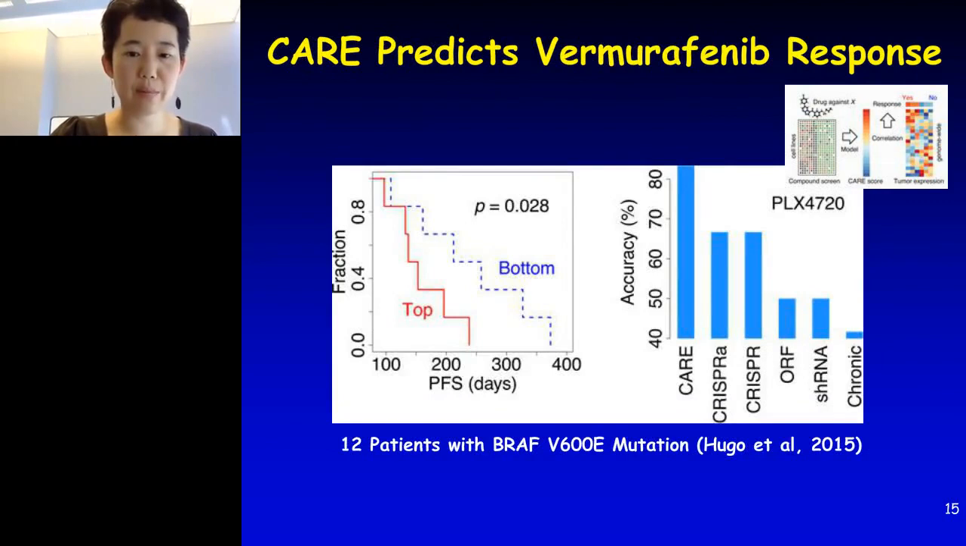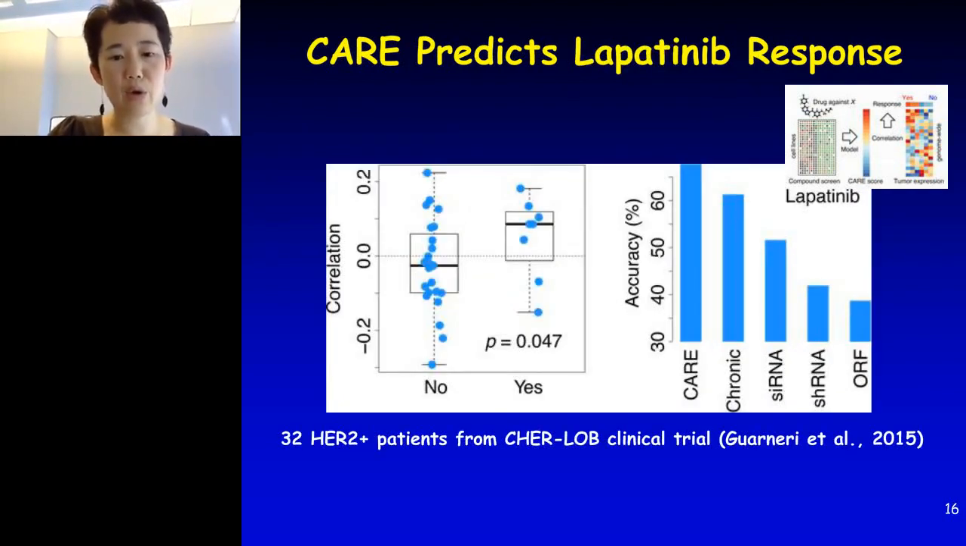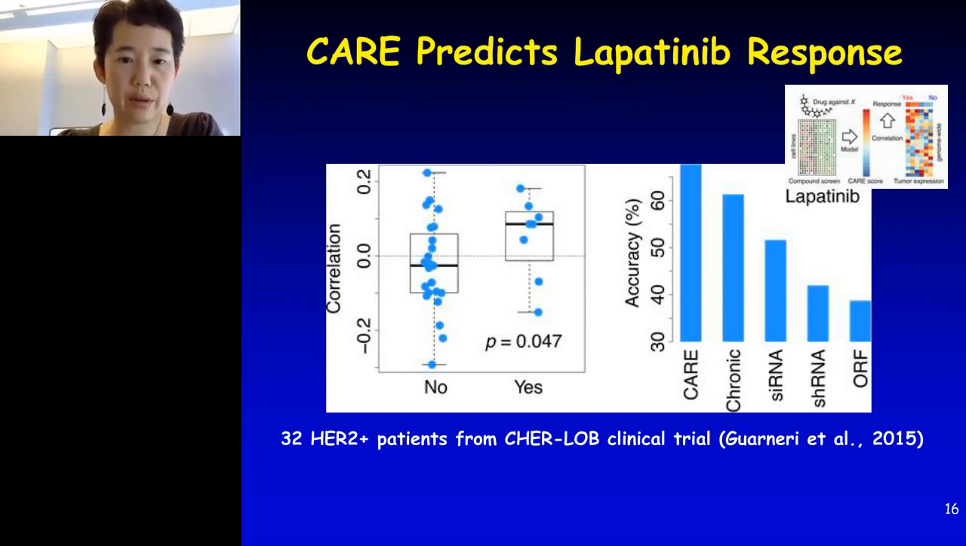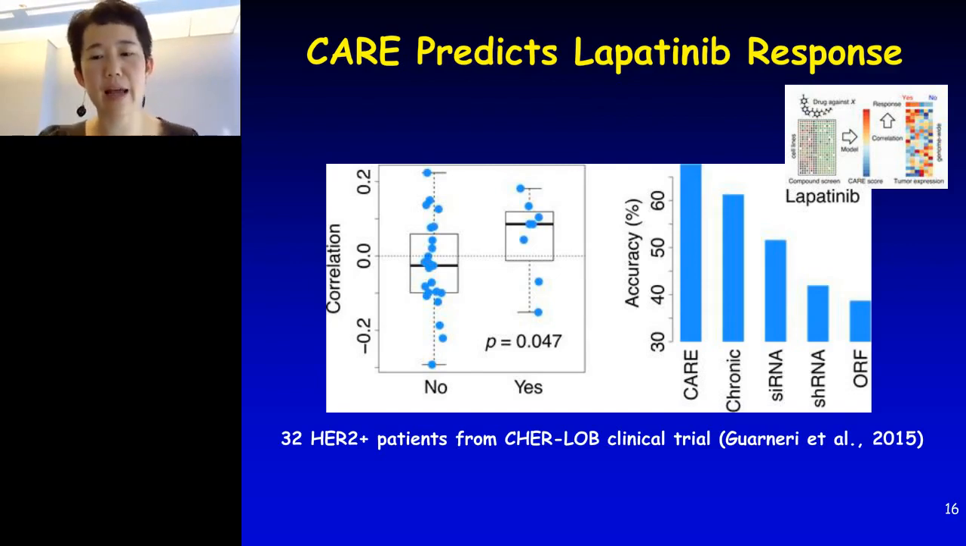So the first one was on BRAF inhibitor. The next one, we look at another clinical trial where patients were treated with Herceptin or lapatinib, which is a HER2 inhibitor, for patients with HER2 positive breast cancer. Here we don't have the overall patient survival. We only know whether the patient responded to the drug with observable tumor shrinkage. Based on this, we look at whether CARE can predict whether these patients respond. You can see we have a good separation of responders versus non-responders. And again, our method outperformed the chronic treatment. Actually here, chronic treatment gets a pretty good result, as do siRNA and ORF screens.